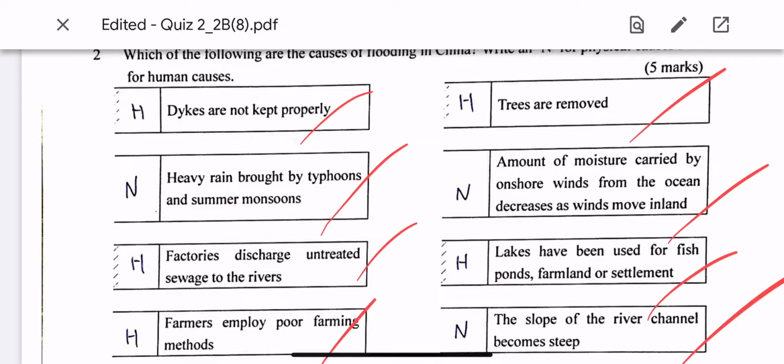And for the end, it is about natural things: heavy rain by typhoon, monsoon, the amount of moisture carried by the onshore wind from the ocean decreases as winds move inland. The slope of the river channel becomes steep.